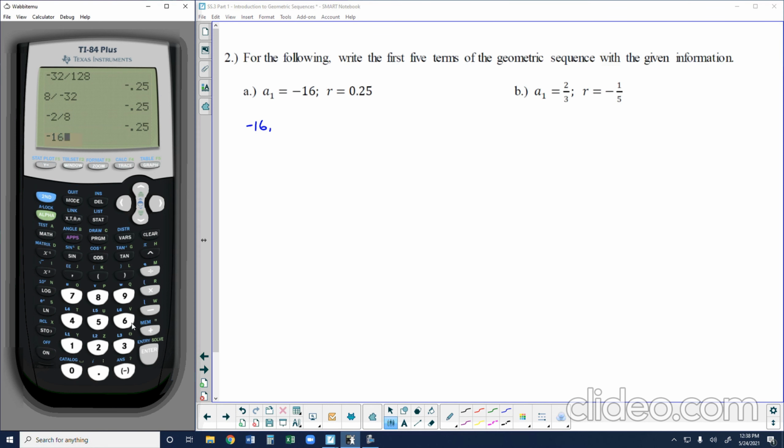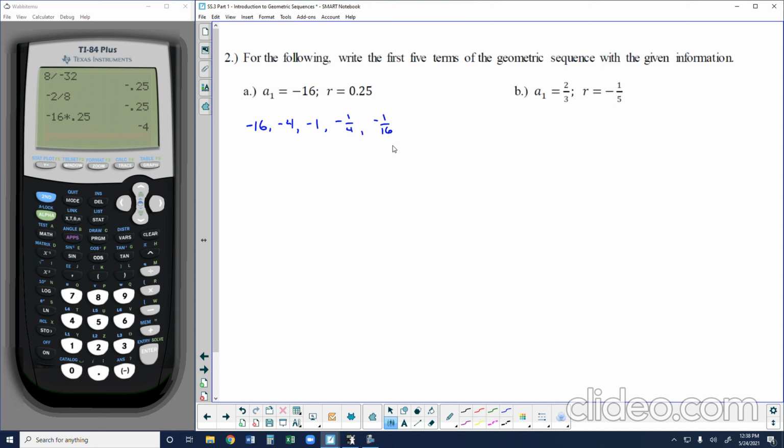If I do negative 16 times 0.25, or 1/4, it gives me negative 4. I can multiply again by 0.25, or 1/4, and that would give me negative 1. And I could multiply one more time by 0.25, or 1/4, and that would give me negative 1/4. This is the first 4 terms. It did ask for 5, so one more multiplication by 1/4, and I'd have negative 1/16.